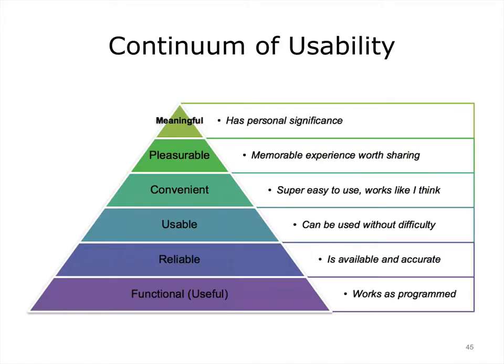Again, what is usability? Is it the optimal user experience? We find there's a continuum from the most basic usefulness to an experience that has meaningful, personal significance. As shown in this diagram, the pyramid starts with the most basic level of something that is functional. In other words, it works as programmed. The next level up is reliable. It is available and accurate. The third layer of the pyramid is usable, in that the thing can be used without difficulty. The fourth layer is convenient. It is super easy to use, works like I think. The next to the top layer is pleasurable. The device provides a memorable experience worth sharing. The topmost layer of the Continuum of Usability pyramid is meaningful, in that the thing has personal significance.